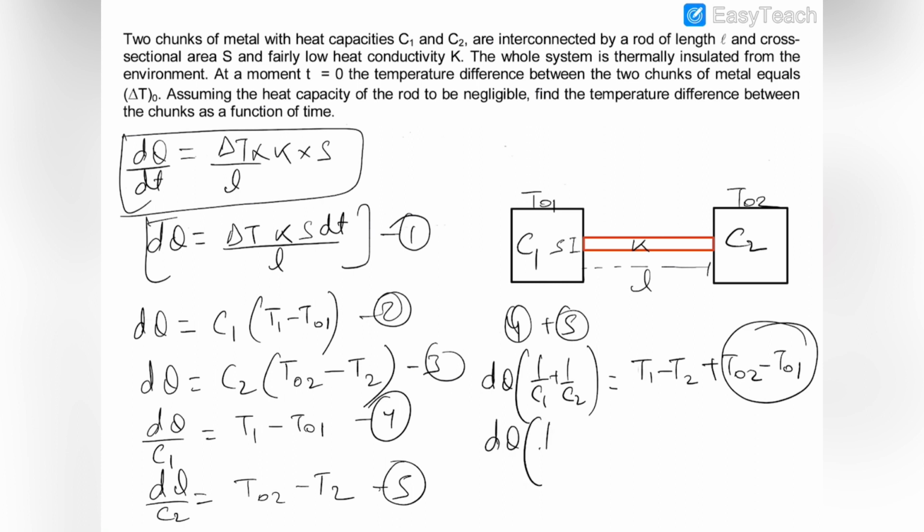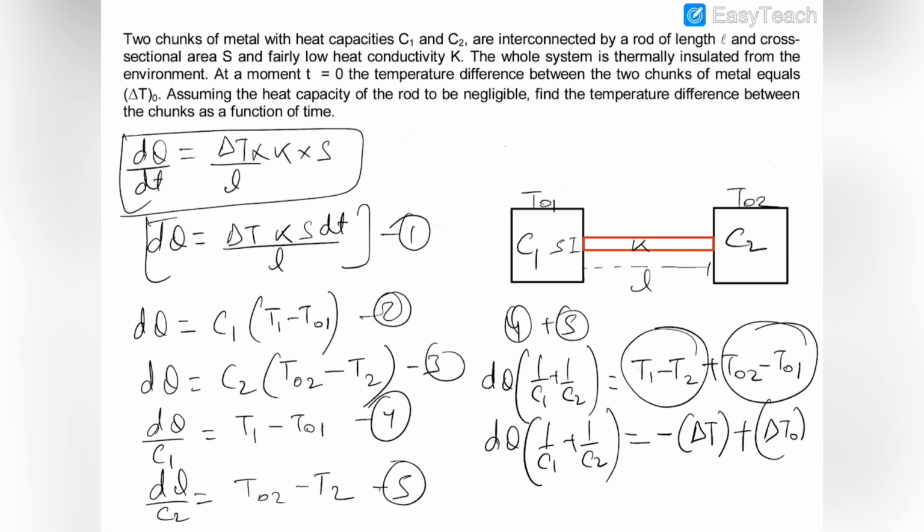So dq into 1 by C1 plus 1 by C2 will be equal to, this is the final temperature difference between these two, and we can also say that finally the temperature of this chunk is again greater than this chunk. So it can be written as minus of delta T final, and this is plus of delta T naught initial. Okay, so this is the change in temperatures. Now the difference in temperatures.